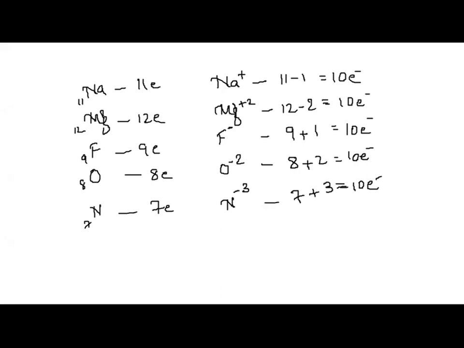Okay. So here, all of these ions, though they belong to different atoms, their atomic number is different, mass number is different, number of neutrons is different, but what is the same? They have the same number of electrons. And such ions are called isoelectronic ions.